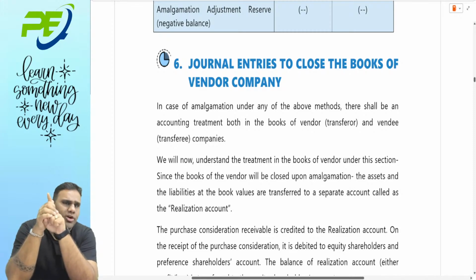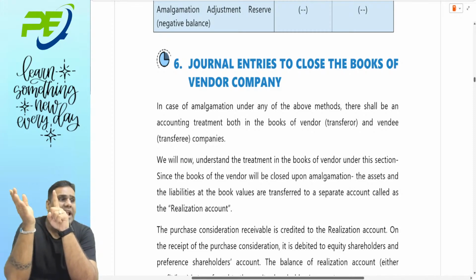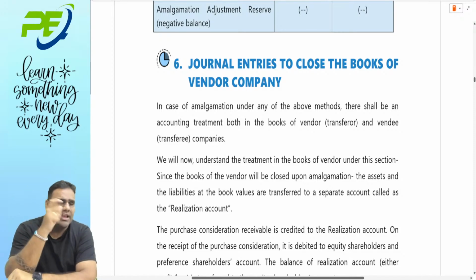Purchasing company is also called the transferee company and selling company is the transferor. Then we saw no one will buy a company for free or sell a company for free. So definitely you have to pay some amount. That amount is called purchase consideration.